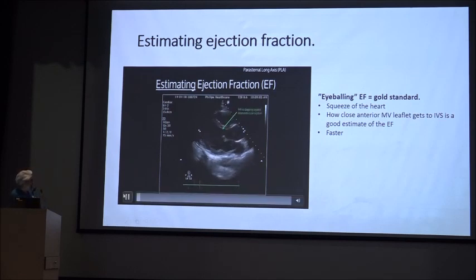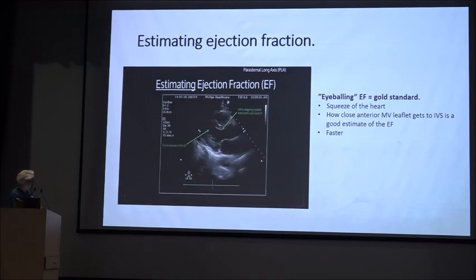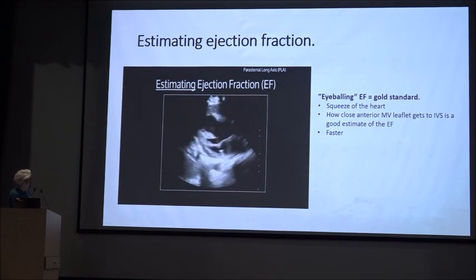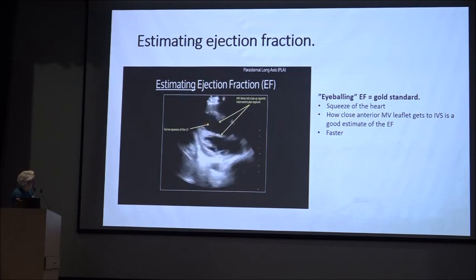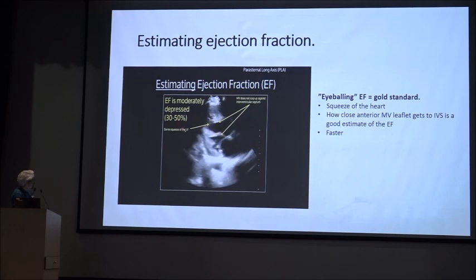In this we can see that the anterior mitral valve leaflet is nicely flapping against the interventricular septum, and there is good squeeze of the LV. It could have been better, but in this we can say that the ejection fraction is more than 50%. As compared to this, the anterior mitral valve leaflet is not totally hitting the interventricular septum, and the squeeze is also less as compared to the previous. This you can label as moderately reduced ejection fraction, around 30 to 50%.